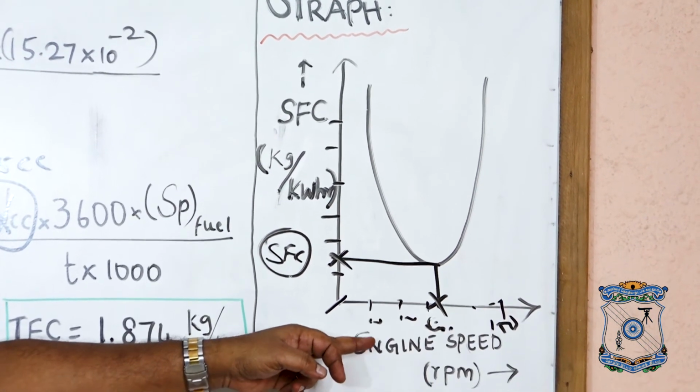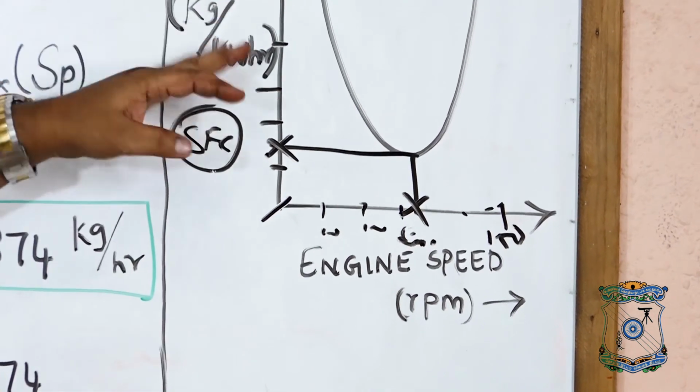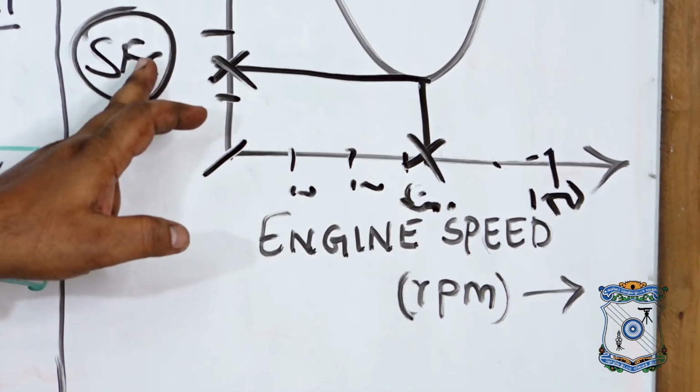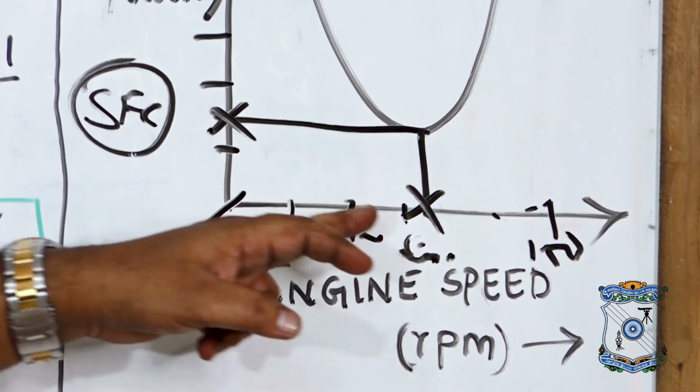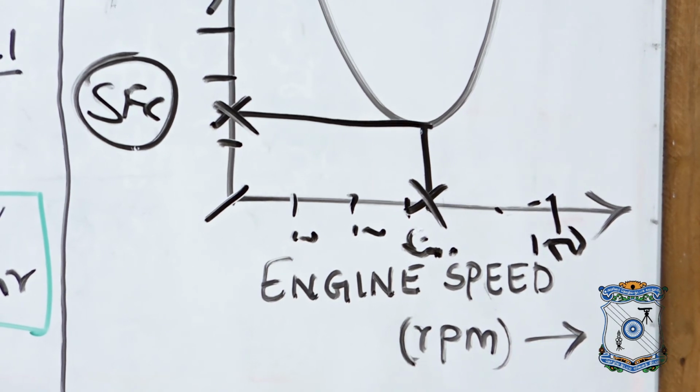That has been found out with the help of this graph, where engine speed is taken in the x-axis and the specific fuel consumption in the y-axis. You will get a U-shaped curve, and the lowermost point refers to the lowest specific fuel consumption, and its respective speed is taken as the economical speed. In this economic speed test, we determine the speed at which the specific fuel consumption is very less.